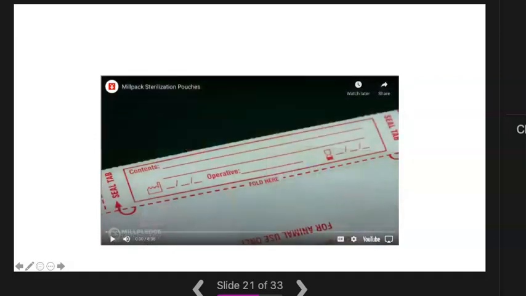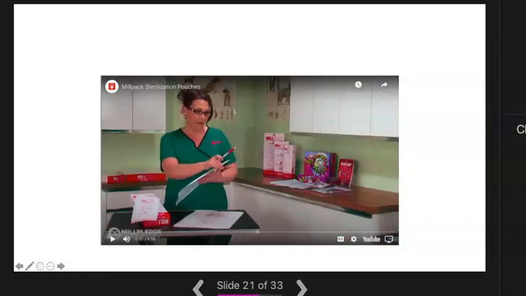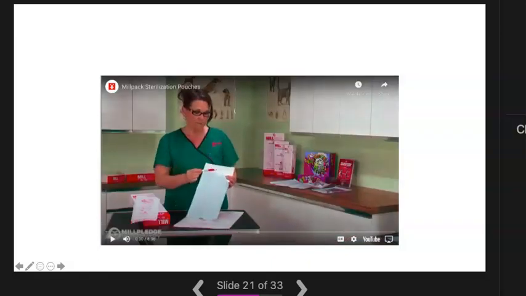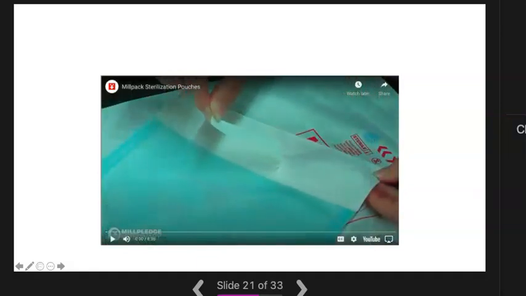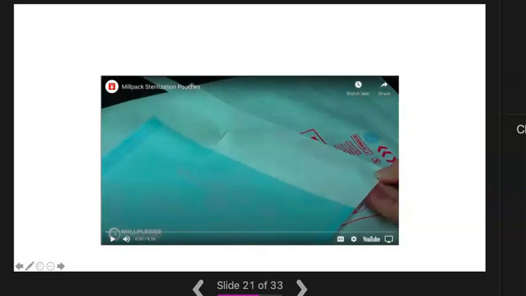The labelling area is unique to Meal Pack. It enables you to clearly write the contents of the package, the date the package was sterilised, the name of the person who packaged the equipment. You can even put a use-by date on. On the other side of the label, there is a self-adhesive strip. This will allow you to easily secure your self-seal pouch.